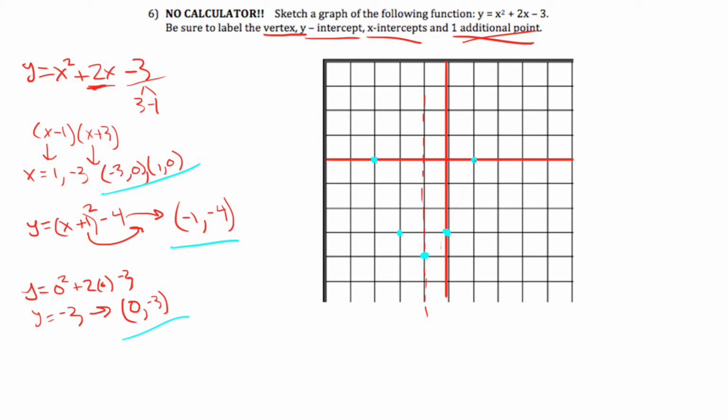But I got my 5 points, so now I'm going to sketch this function in to the best of my ability, curve it, and shoot it on up. And we are done, and it looks super, super awesome.